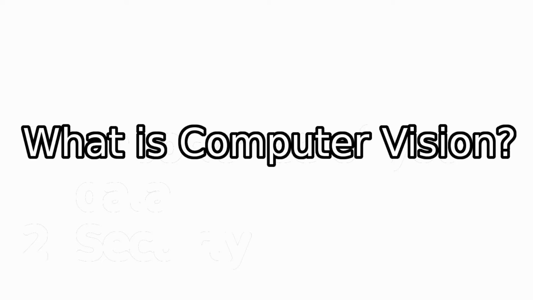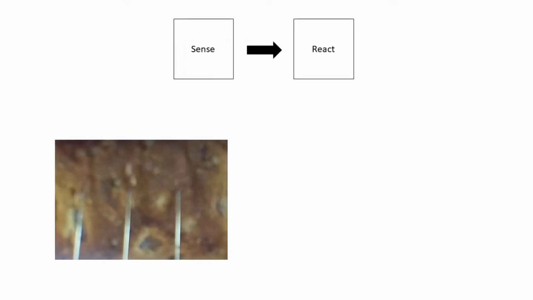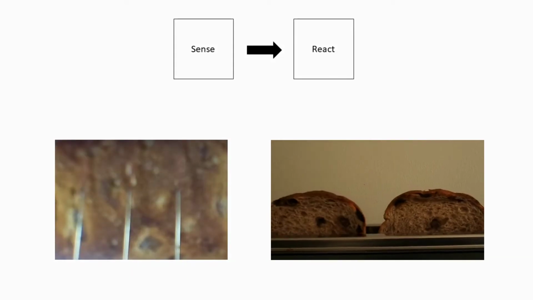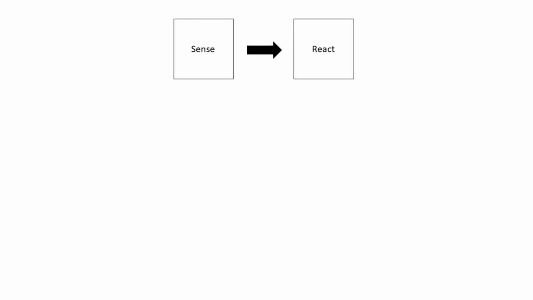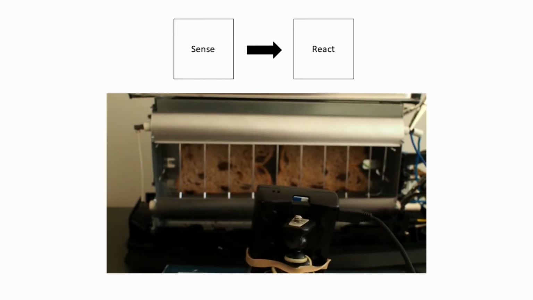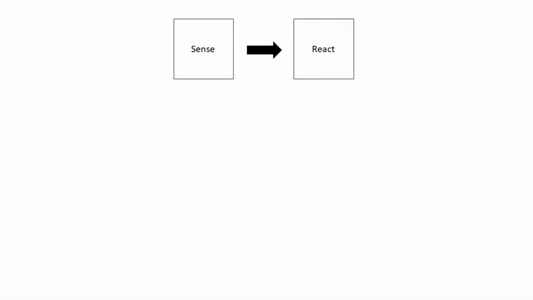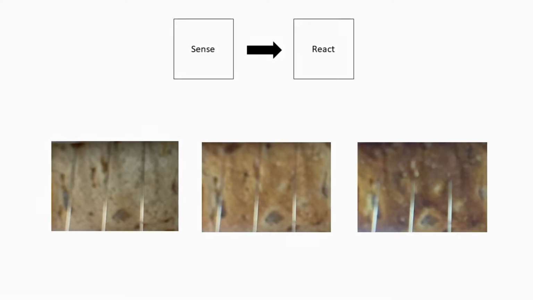So, what is computer vision and how are we going to use it? We are going to build a sense and react system. This means our design needs to sense how cooked the toast is and then react by popping it. We have chosen computer vision to act as our sense. As a starting point, the task we are trying to solve is how to detect the state of the toast inside the toaster, looking at uncooked, cooked, and overcooked.